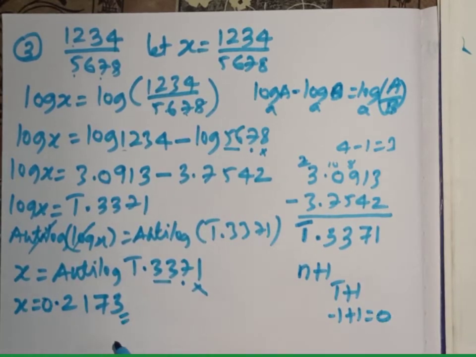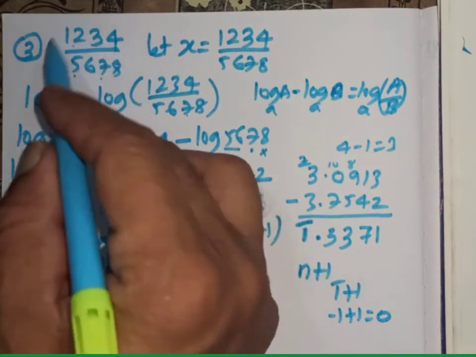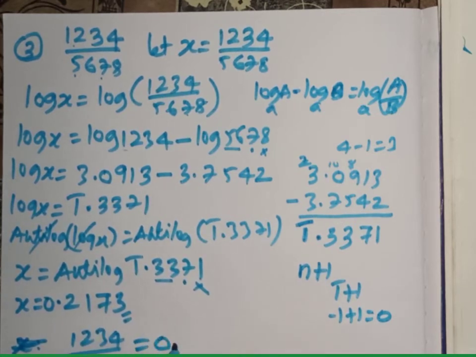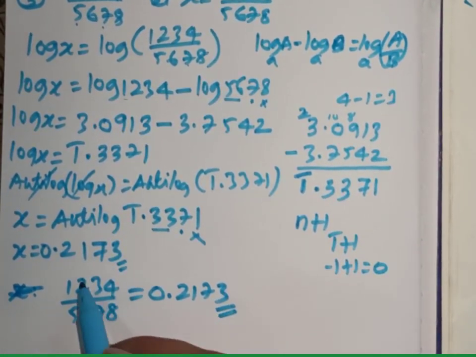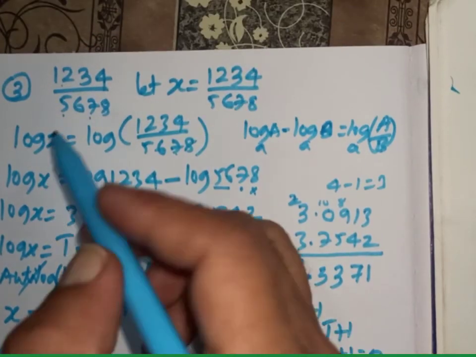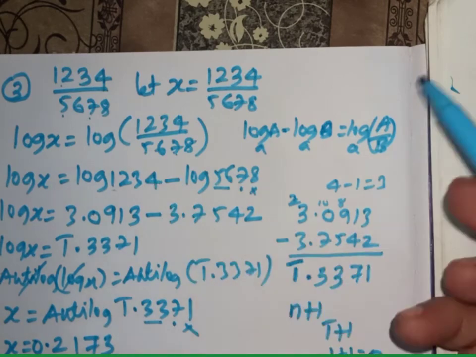This is the anti-logarithm of the given number. So finally we write, therefore our x is equal to 1234 divided by 5678, which is nothing but 0.2173. This is how you can solve the given problem. Only take care that if it is a division, it becomes minus. If it is a multiplication, it will be plus.